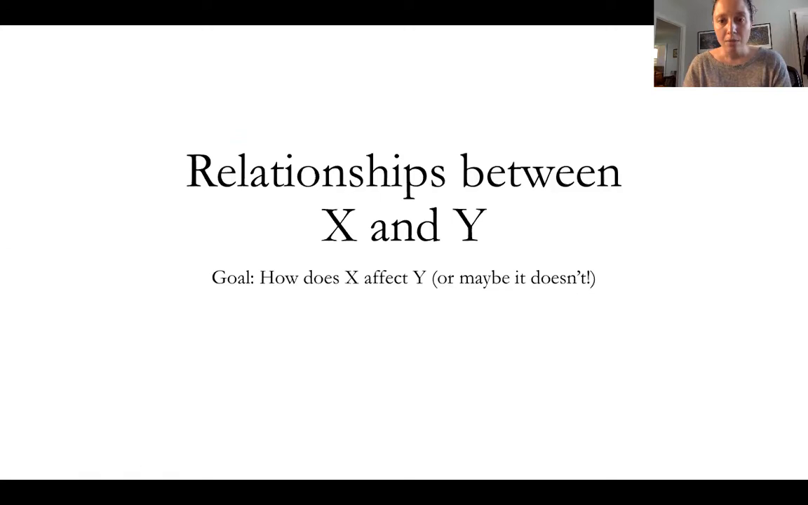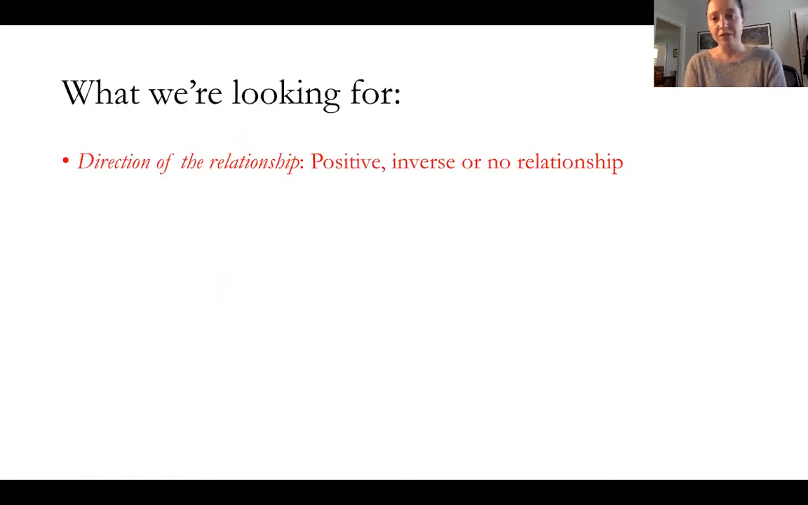So the most basic stuff that we're looking for here, there's really 3 things. We're looking for the direction of the relationship, which we've talked about earlier in the course. Is it a positive relationship? Is it an inverse relationship? Or is there no relationship? So positive, as you know, means X goes up, Y goes up, or X goes down, Y goes down. So what's the direction of this relationship?